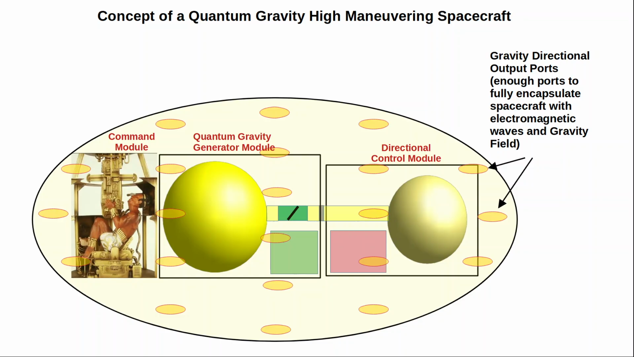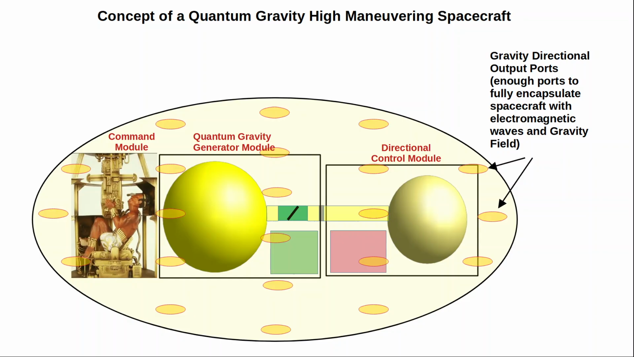Now let's look at a concept model of our quantum gravity high maneuvering spacecraft. So here's a concept model of a quantum gravity high maneuvering spacecraft. It is proposed that the spacecraft could be any shape and built out of materials similar to the space shuttle, including the thermal protecting system on its exterior or perhaps a ceramic material composite.